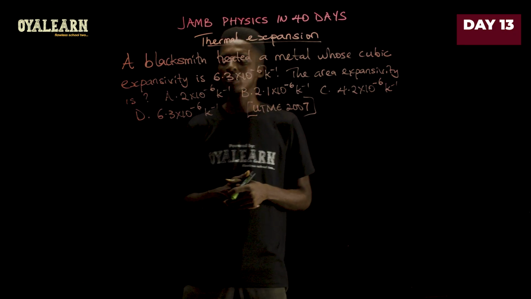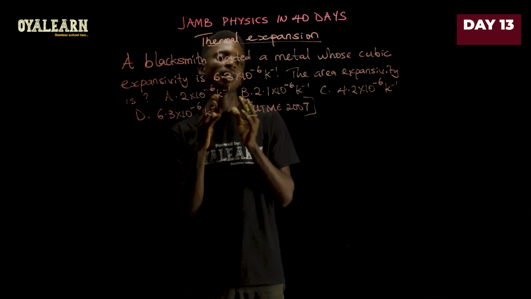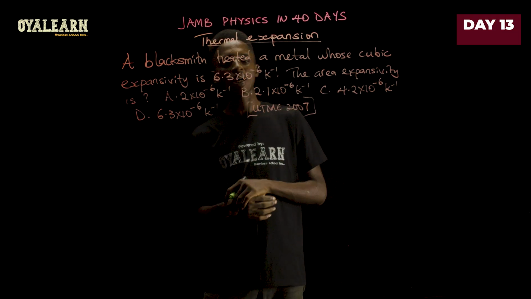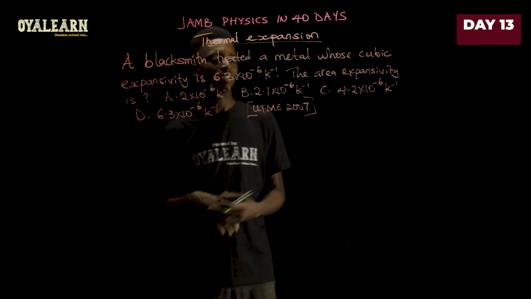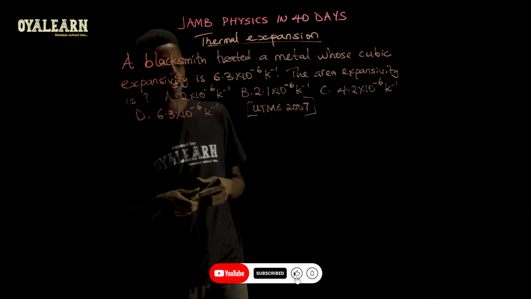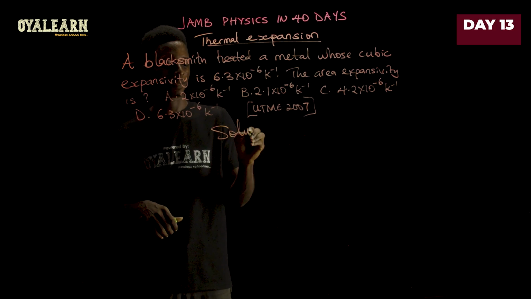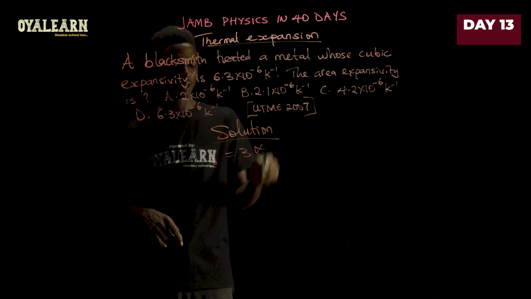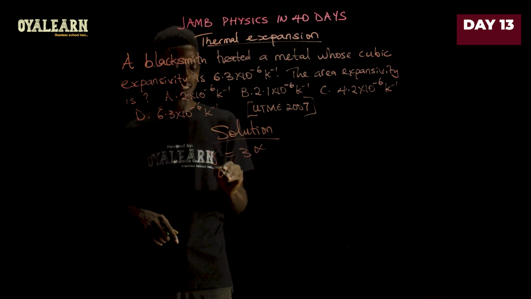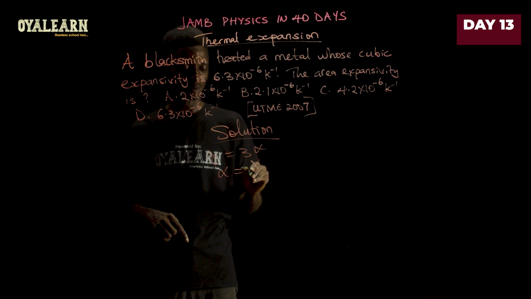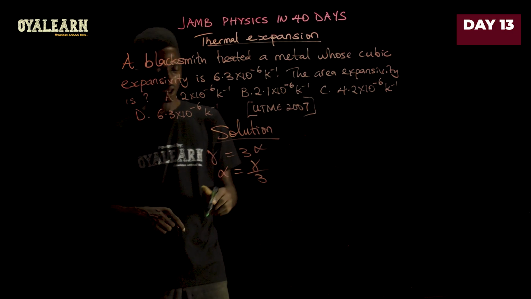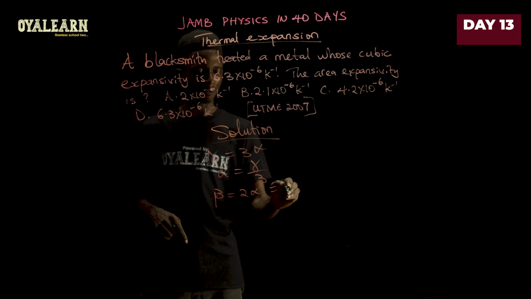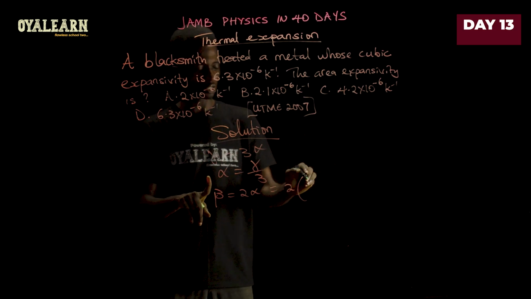This 2007 UTME question says, a blacksmith heated a metal whose cubic expansivity is 6.3 times 10 raised to the power -6 per Kelvin. Now the area expansivity is, so we have to find area expansivity. Now if you note, cubic expansivity is 3 times linear expansivity. So it means that linear expansivity will become cubic expansivity divided by 3. But area expansivity beta is twice alpha, which will therefore be 2 multiplied by alpha, which is what?